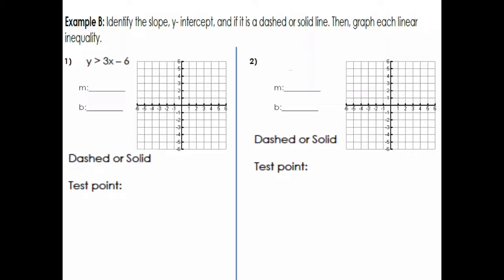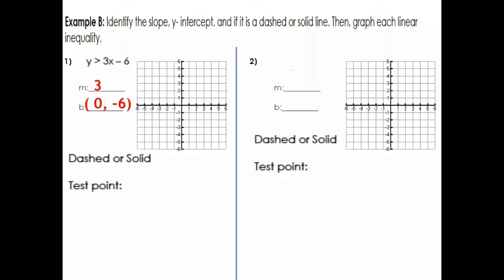All right, now for number 1, it says y is greater than 3x minus 6. Now what we have to do is identify the slope and the y-intercept. We have to tell if it's a dashed or solid line, and then we're going to use a test point. Now I'll talk about that once we get to it. So first of all, we know that the slope is 3 because that's what's in front of x. We know that the y-intercept as an ordered pair is 0, negative 6.